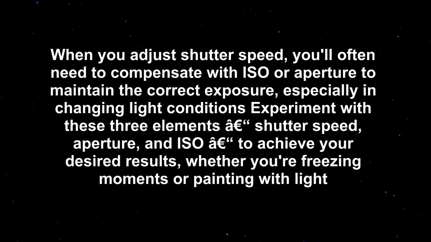When you adjust shutter speed, you'll often need to compensate with ISO or aperture to maintain the correct exposure, especially in changing light conditions. Experiment with these three elements: shutter speed, aperture, and ISO, to achieve your desired results, whether you're freezing moments or painting with light.